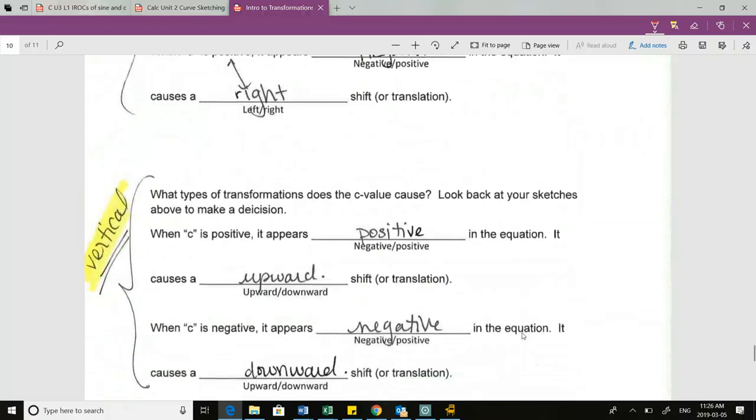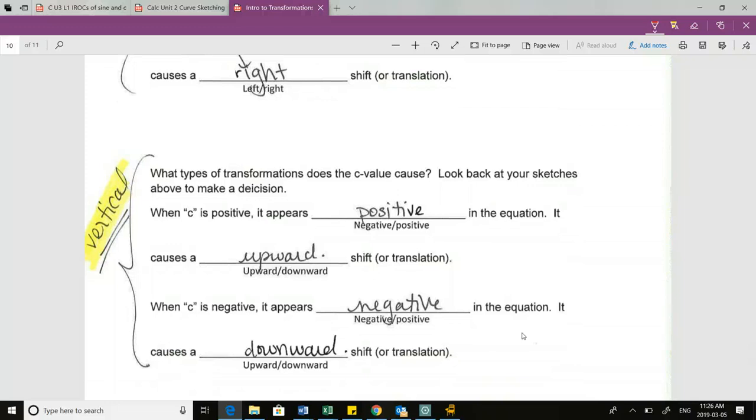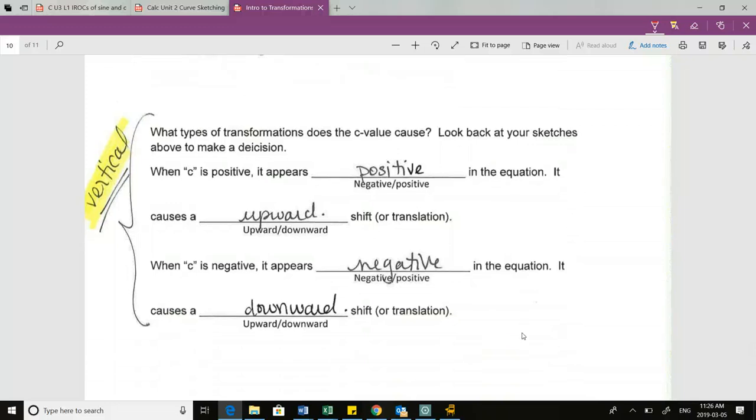Okay, and then the last one, when C is positive, it will look positive in the equation and it will cause an upward shift. And when C is negative, it will look negative in the equation and it causes a downward shift. Okay, and the C is a vertical change. That's why it's up and down.